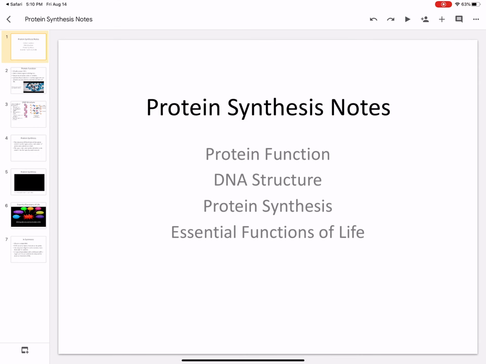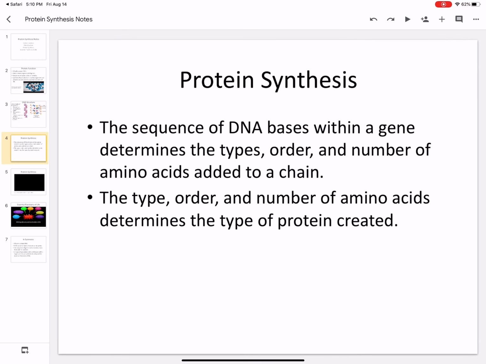So that video summarized basically what's happening during protein synthesis. So we know that it has 2 phases, transcription and translation, where it makes messenger RNA, and then it makes transfer RNA, which brings amino acids to form an amino acid chain. We're going to talk in more depth about those 2 processes in the future as well.